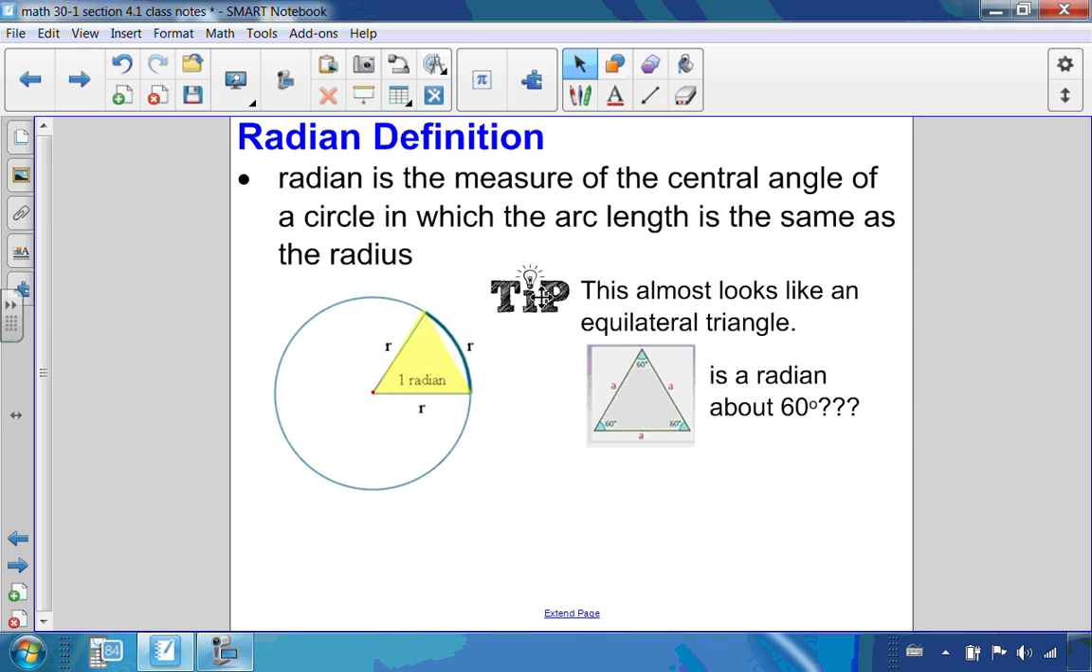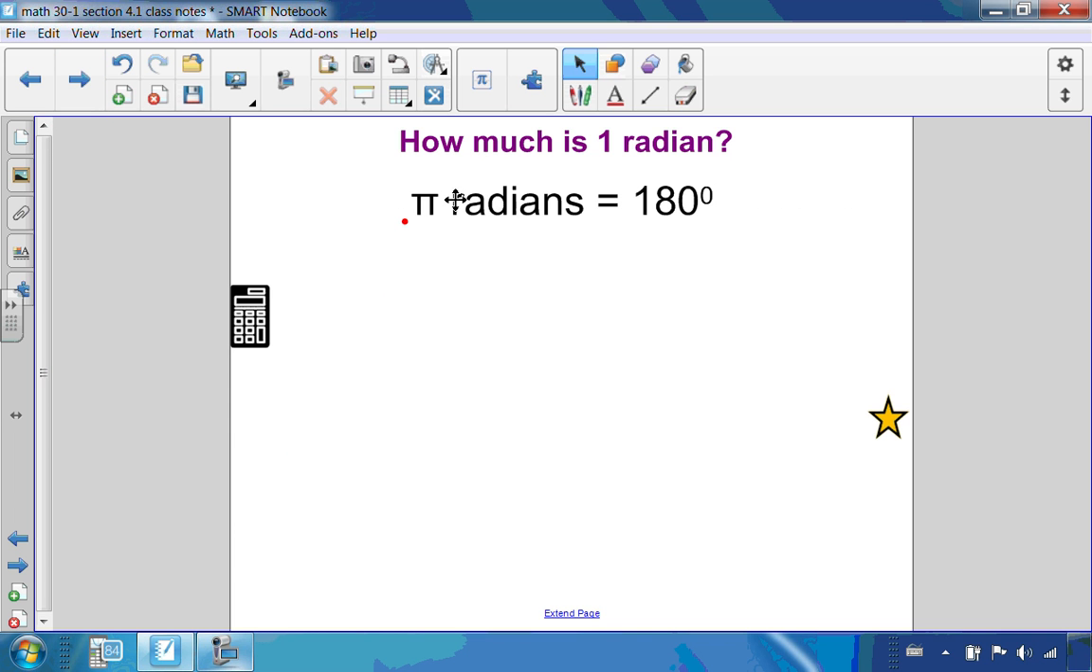So if we almost have an equilateral triangle, and I know that all the angles of an equilateral triangle are 60, does that mean that a radian is about 60 degrees? Well, that's a really good estimate. So 1 radian is about 60 degrees, but I think we can get a little bit more precise than that. So we talked about the fact that 2 pi radians were 360, and the first relationship we saw was that pi radians equals 180 degrees. So if I want to know how much just 1 radian is, 1 radian equals what?